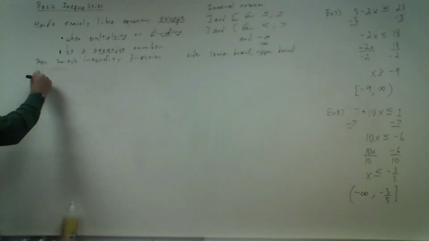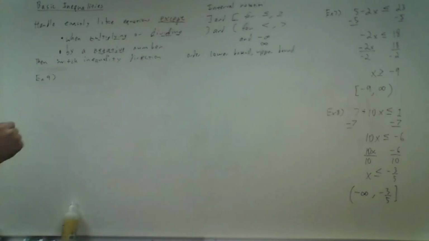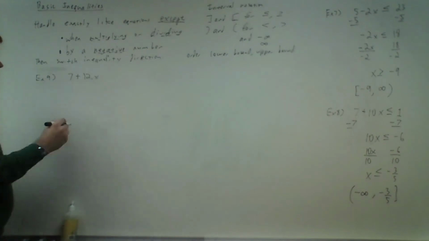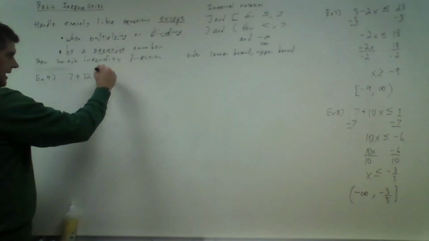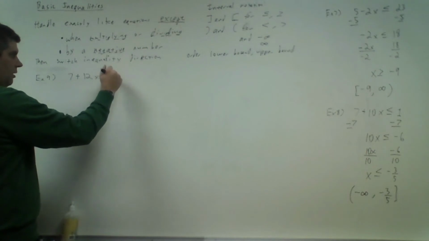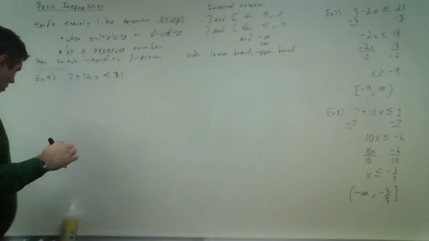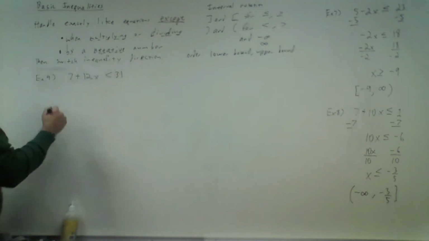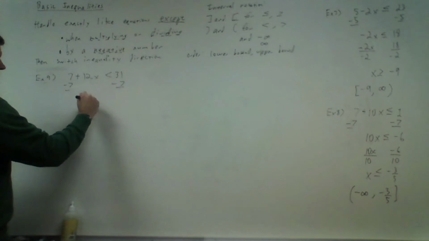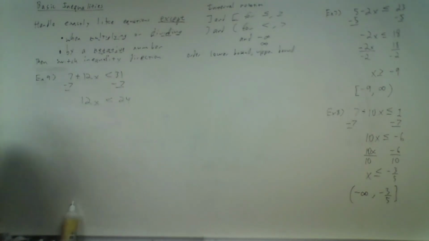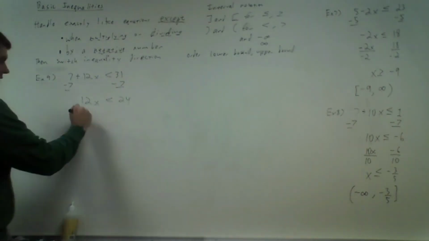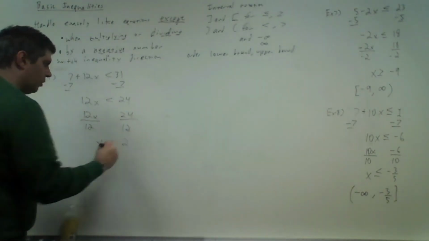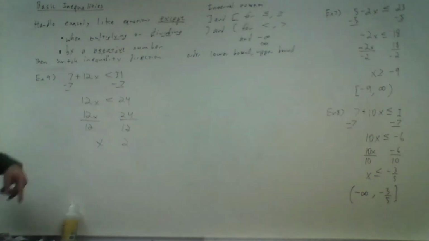All right. Example 9. Seven plus 12x is less than 31. So we subtract 7. We have 12x is less than 24. Divide off the 12. We have x is less than 2. We didn't divide by a negative, so the inequality direction doesn't change.